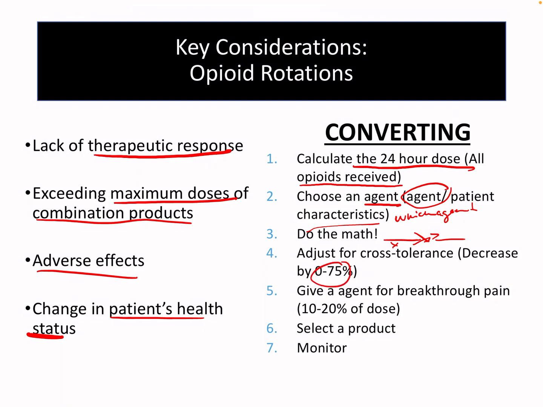Now, this can be anywhere between 0% if a patient has really poorly controlled pain, to 75% in a patient that maybe seems over-sedated. For most patients, we do pick 50%, and that's what we're going to use most frequently in this class. Next, you want to give a dose for breakthrough pain. So that can be anywhere between 10 to 20% of the dose you did. Selecting a product will require us to know common dosage forms, and I will give you guys a little cheat sheet for that, and I'll show you how to do that here in a minute. And then finally, we'll monitor for the effects.